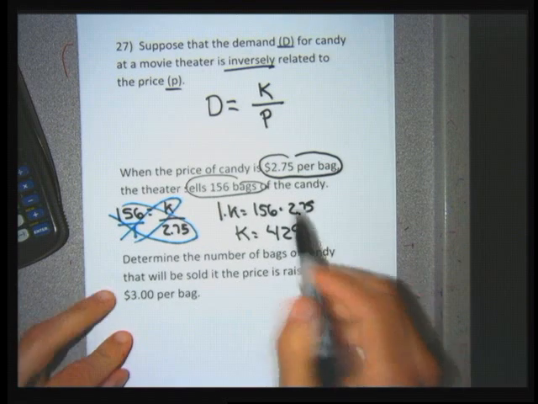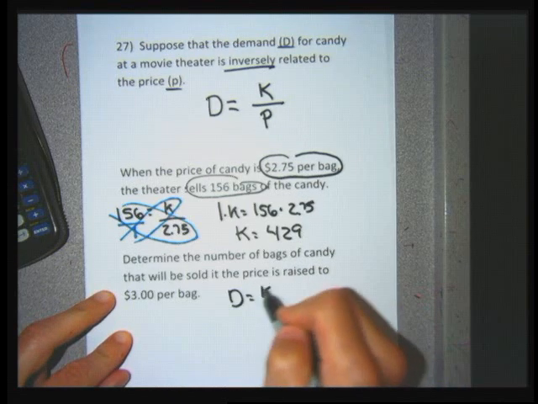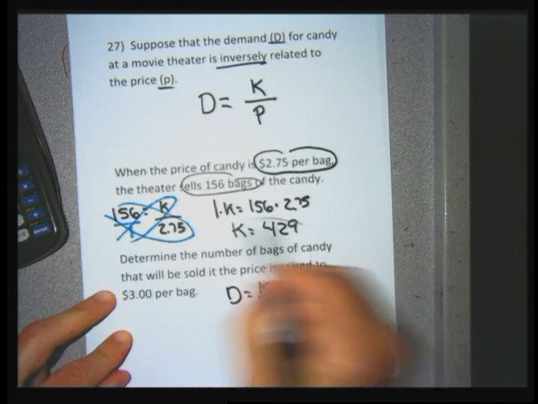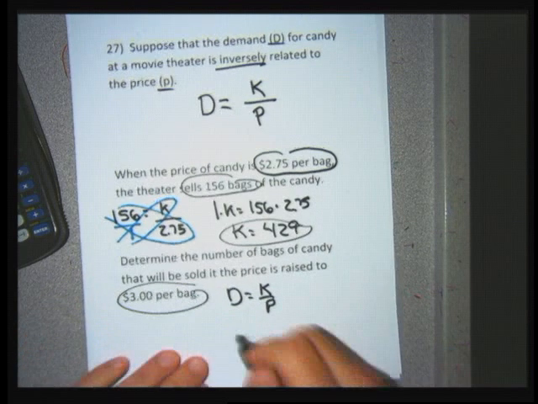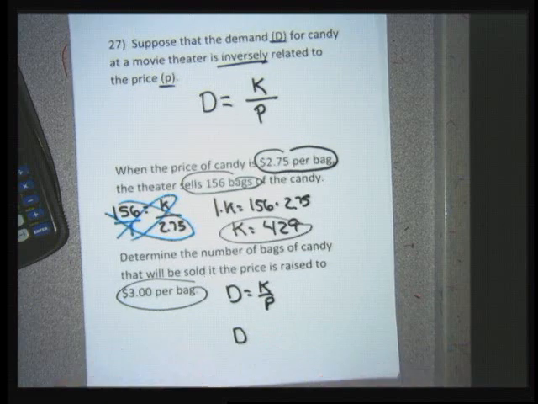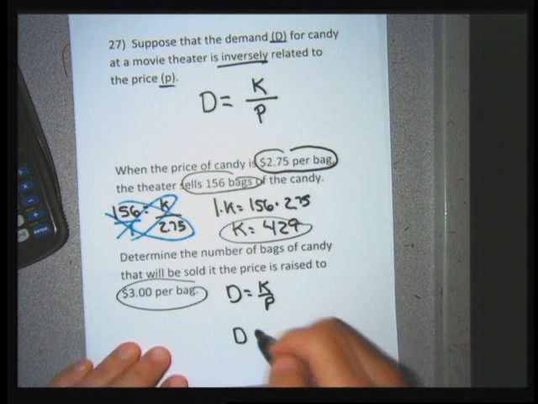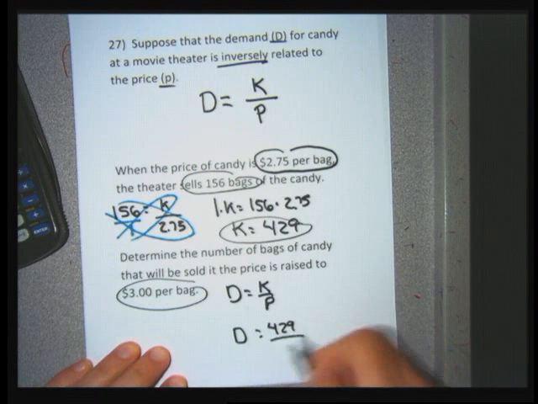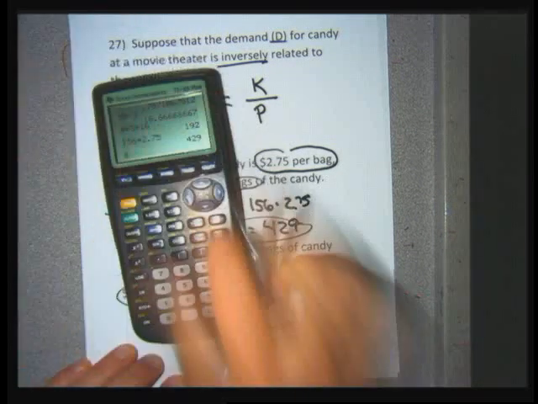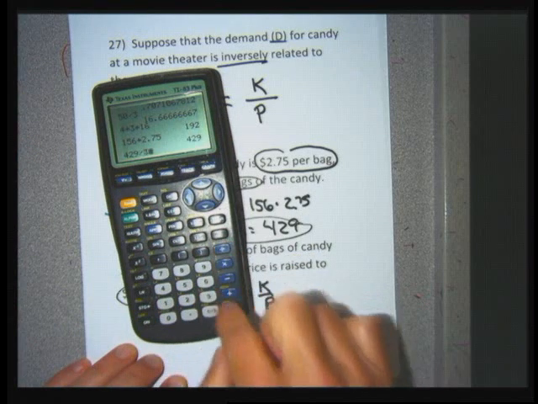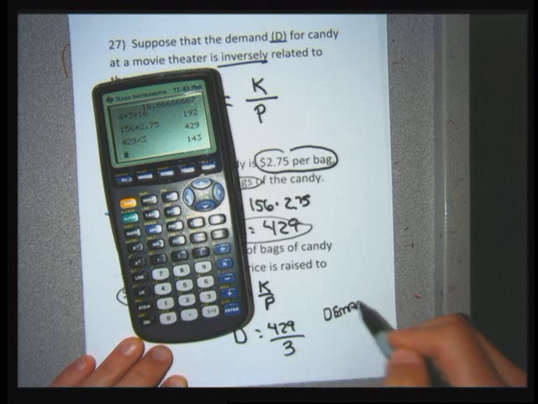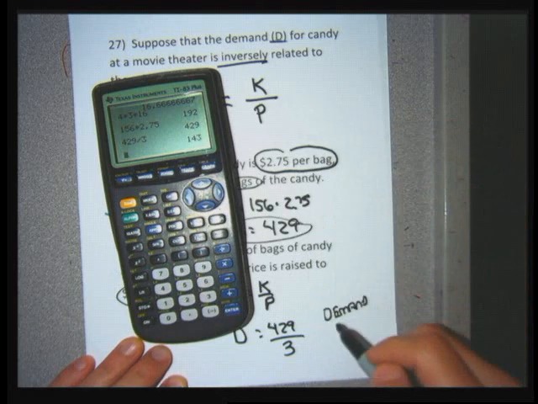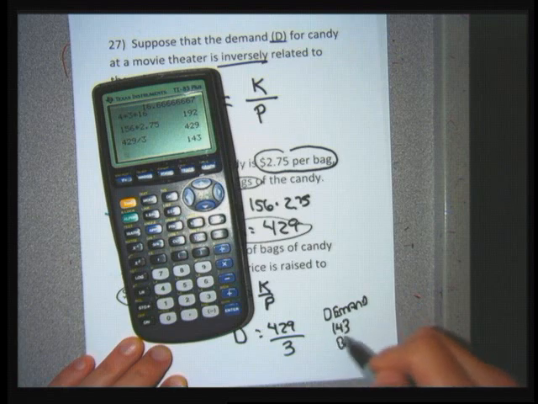In the third sentence, I'm going to use the equation d equals k over p. And in for k, I'm going to plug 429. In for p, which is the price, I'm going to plug $3. So I'm going to say the demand, the number of candy, whatever I'm going to sell, bags of candy, is going to be 429 divided by 3. And I'll round this if it doesn't come out perfectly, but it did come out perfectly. So the demand, how much candy I'm going to sell, I'm assuming this is bags of candy, is going to be 143 bags of candy.